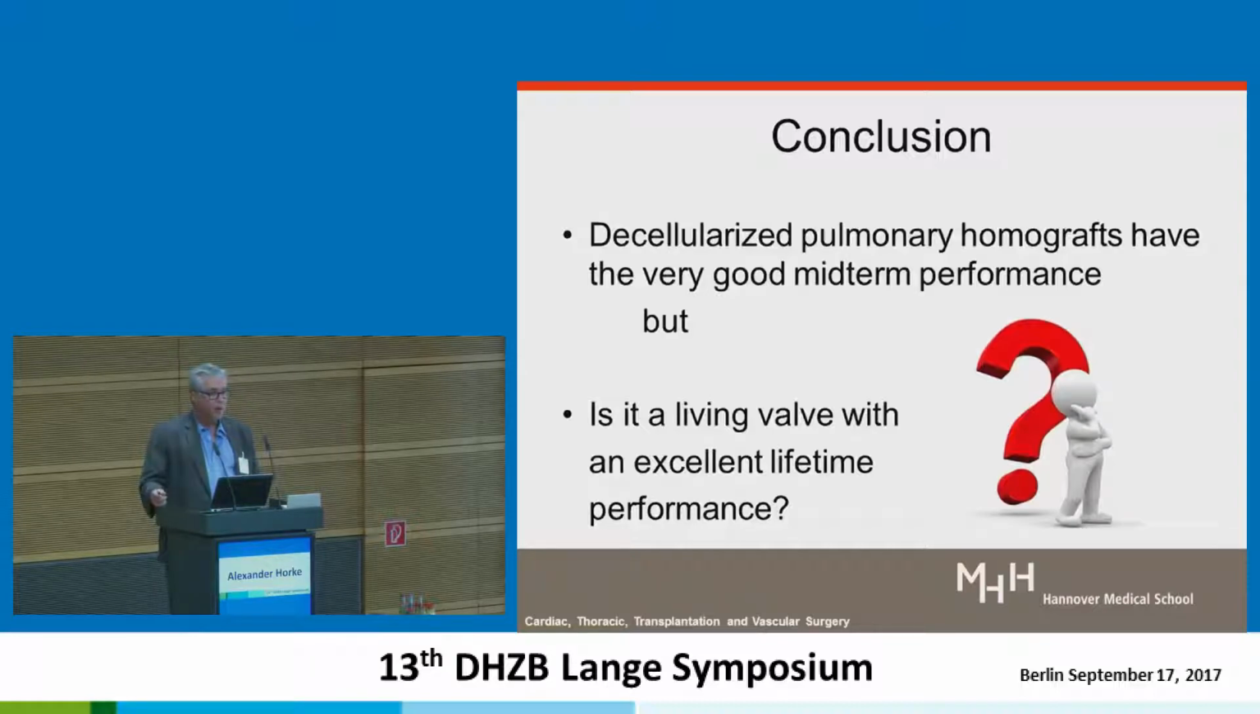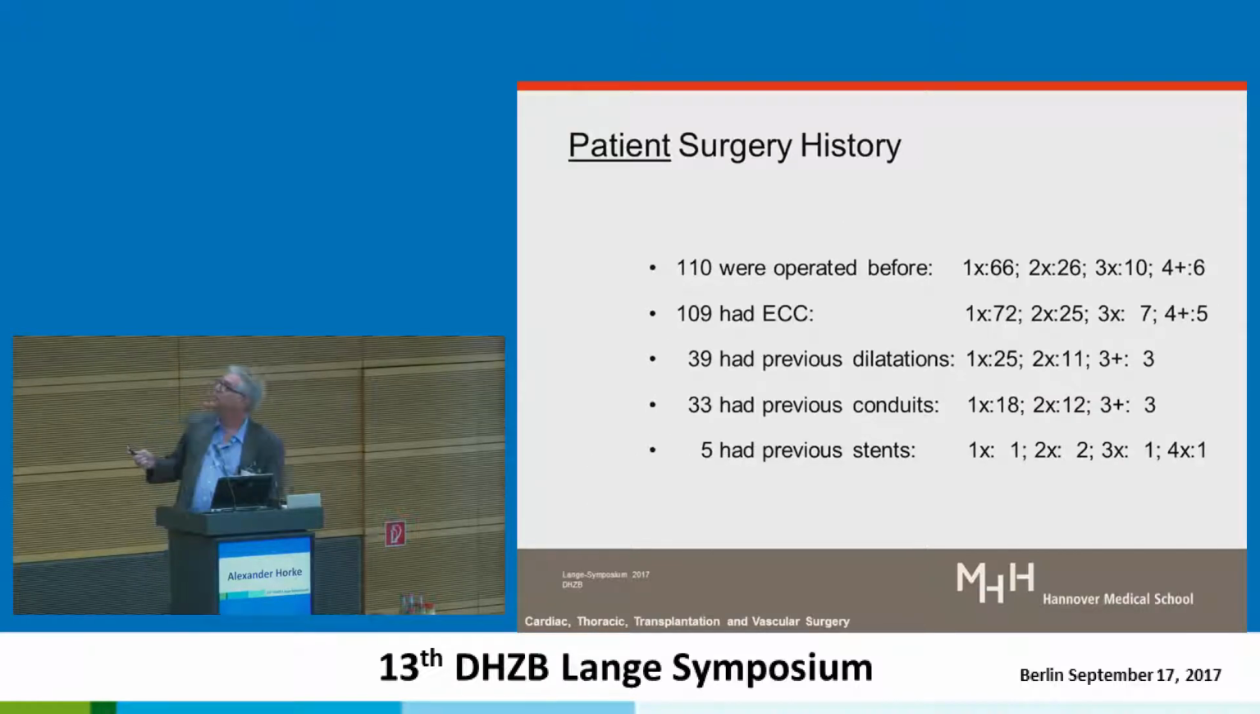But if I say this is an ideal graft, why don't we have ideal results? We have only 75%, we have 84%, and it is really a living valve for excellent lifetime. And if we say, okay, this is an ideal valve, we can ask, is this an ideal patient or is this the ideal surgeon? And let's look at the patient surgery history.